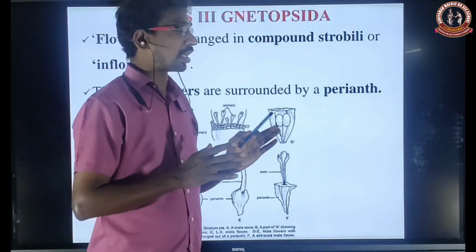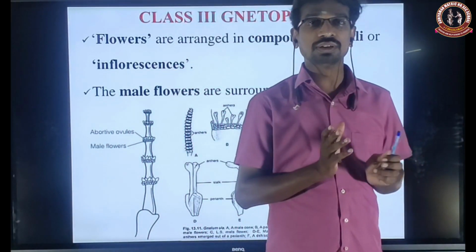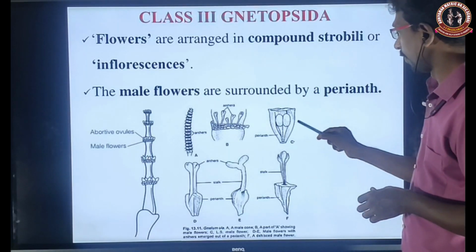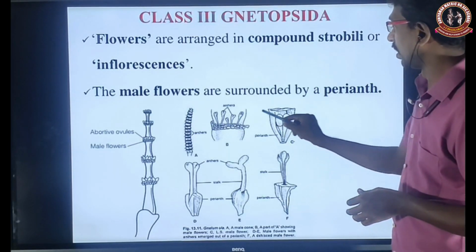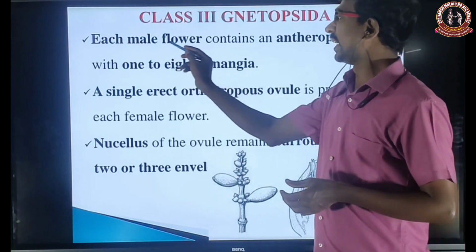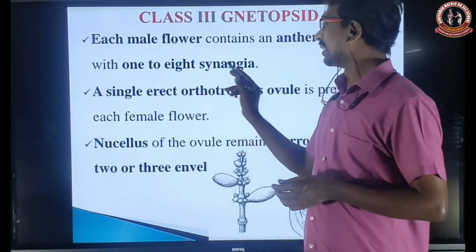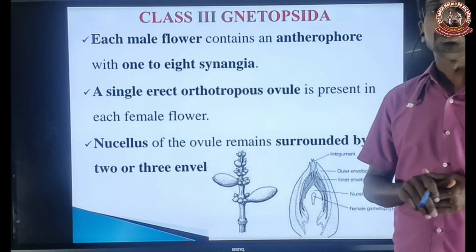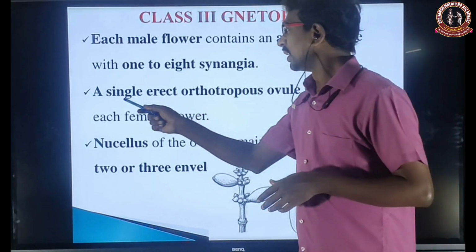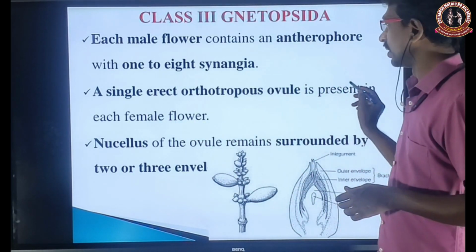The male flowers are surrounded by a perianth. The perianth is one of the characteristic features of angiosperms. So the male flower is surrounded by a perianth, with the stamen and an antherophore. Each male flower contains antherophores with 1 to 8 synangia. Synangia means a group of pollen sacs.